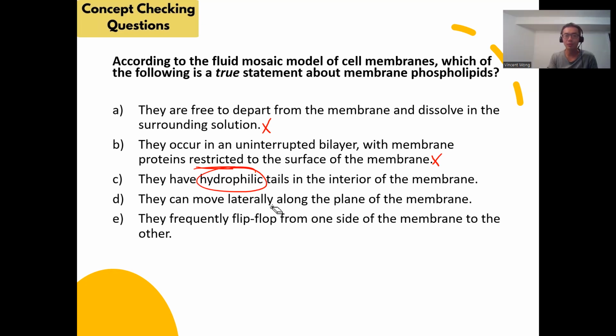They can move laterally along the plane of the membrane. That's true. Remember those balls? They can move sideways, right? But they do not flip. They don't flip-flop. So they frequently flip-flop, that's not true. All right, so this is one of the harder questions.